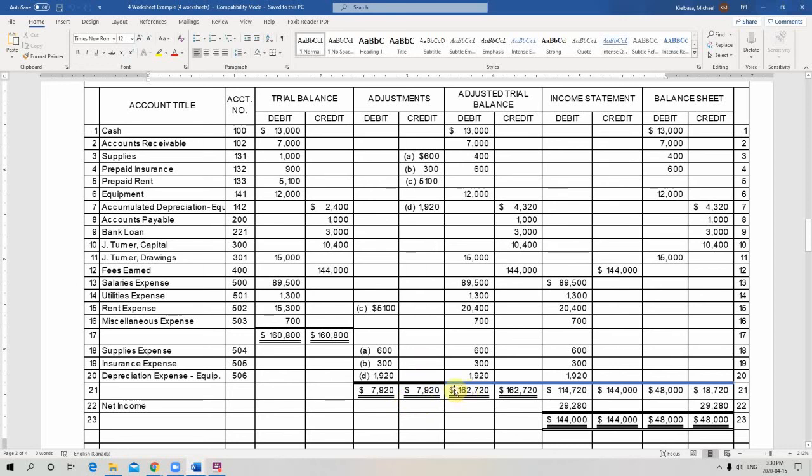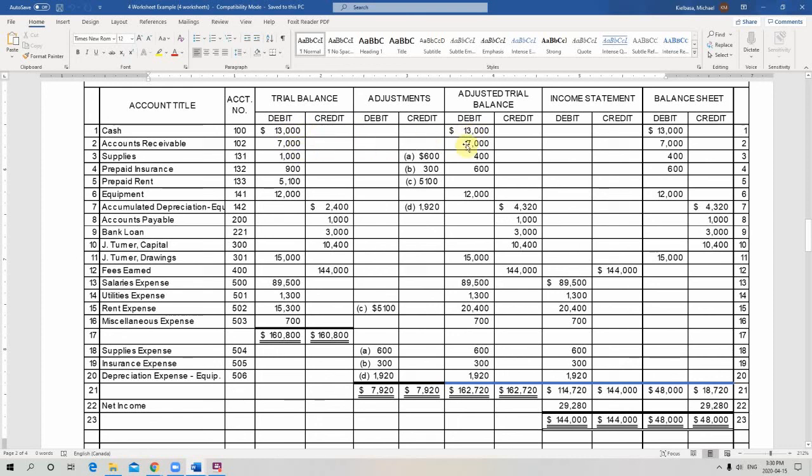My suggestion to you is extend that top line all the way across your page. Now, it's a matter of filling in the adjusted trial balance, the income statement, and the balance sheet. So we'll start with cash. So cash originally had $13,000 in it. We didn't adjust anything, so it's going to be $13,000.